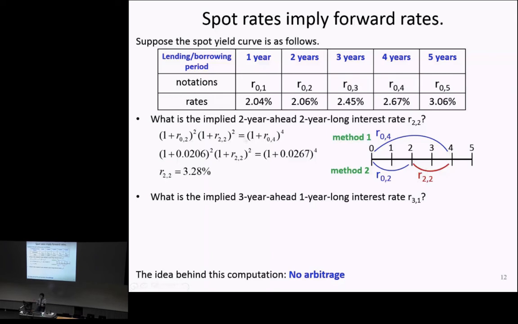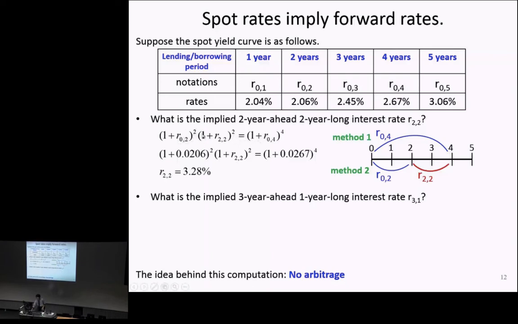Both methods have no uncertainty. All the interest rates are determined today. And therefore, these 2 methods should give you the same payoff, same return. Otherwise, there would be some strange arbitrage opportunity. So that's why we have equality here.